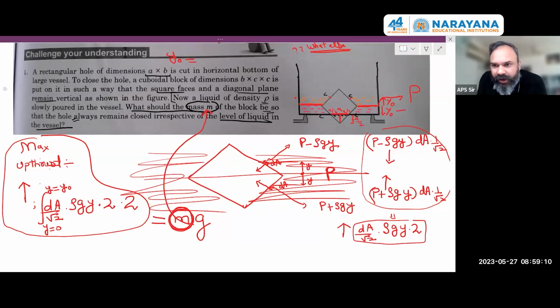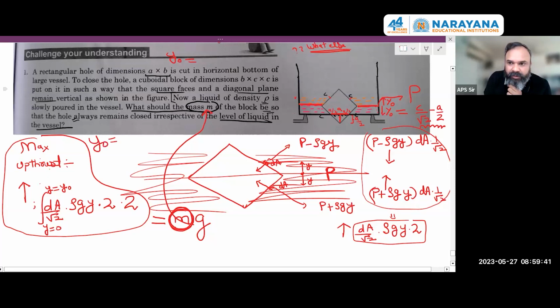If that is the case, then y naught is the vertical height, and the dimension is c. So the vertical height is c by root 2 minus a by 2. Just check that. Is that fine? The width of the hole there is a, so the center point is a by 2. With tan 45, this height is a by 2. This is actually c, so the total is c by root 2. I subtracted a by 2, so my y naught in the problem seems to be c by root 2 minus a by 2 as far as the calculation is concerned.